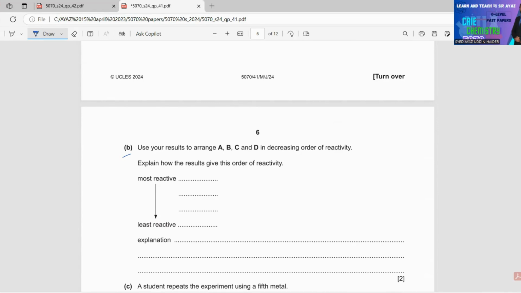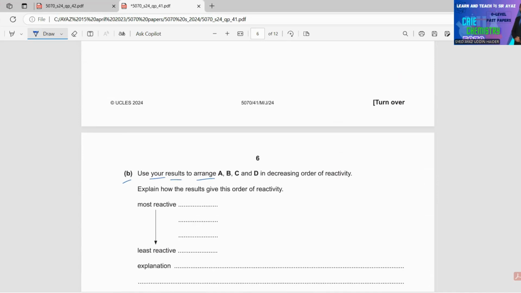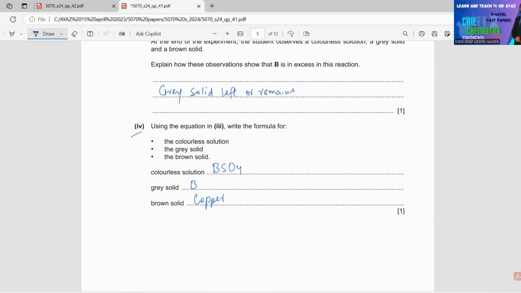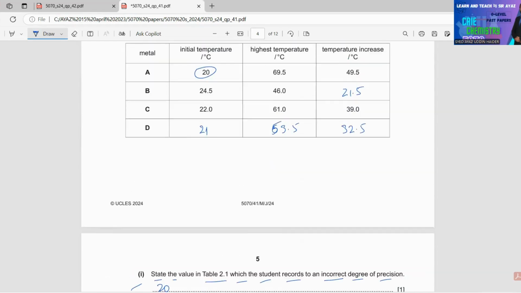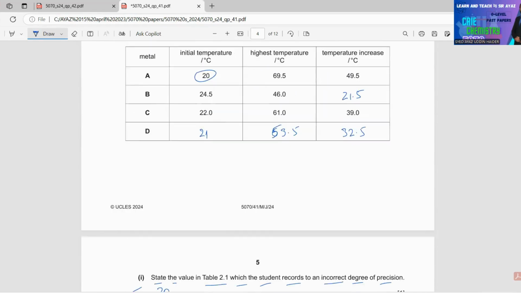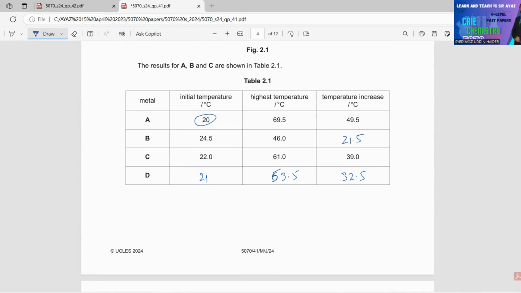Part B, use your results to arrange A, B, C, and D in decreasing order of reactivity. Explain how the results give this order of reactivity. So we have most reactive and least reactive. How are we going to arrange this? Looking at the temperature change. If you look at the temperature change, which of these has the highest temperature change? It's A.